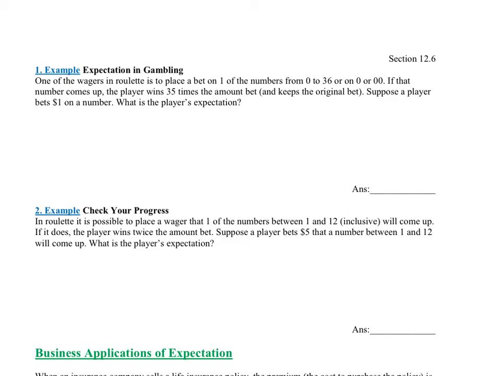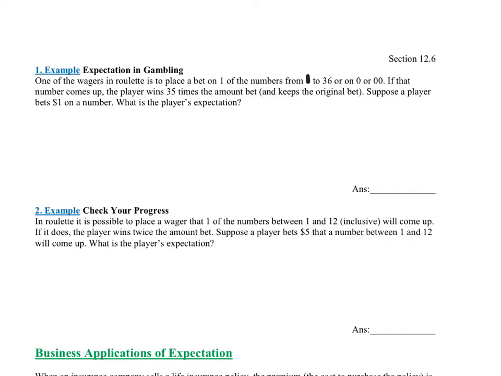Example 1 says one of the wagers in roulette is to place a bet on one of the numbers from 0 to 36, or on, it should actually be from 1 to 36, or on 0 or 00. If that number comes up, the player wins 35 times the amount of the bet and keeps the original bet. Suppose a player bets $1 on a number.